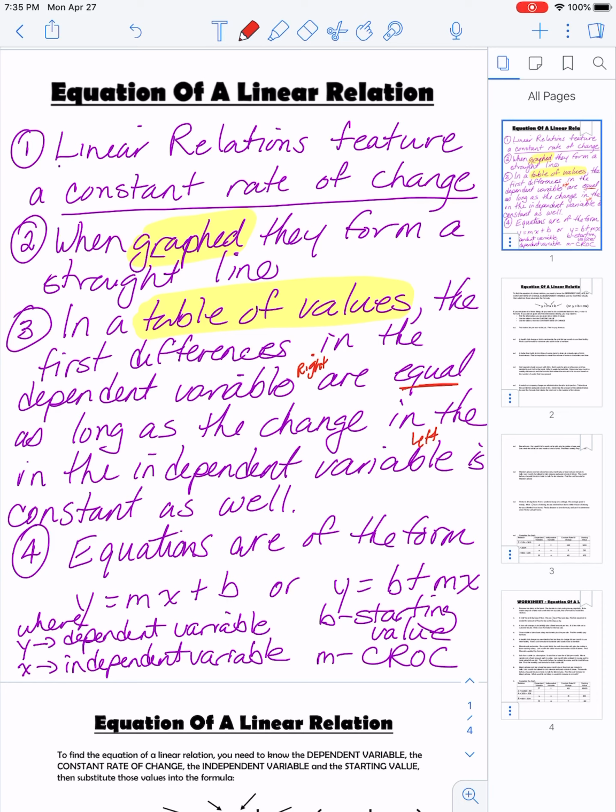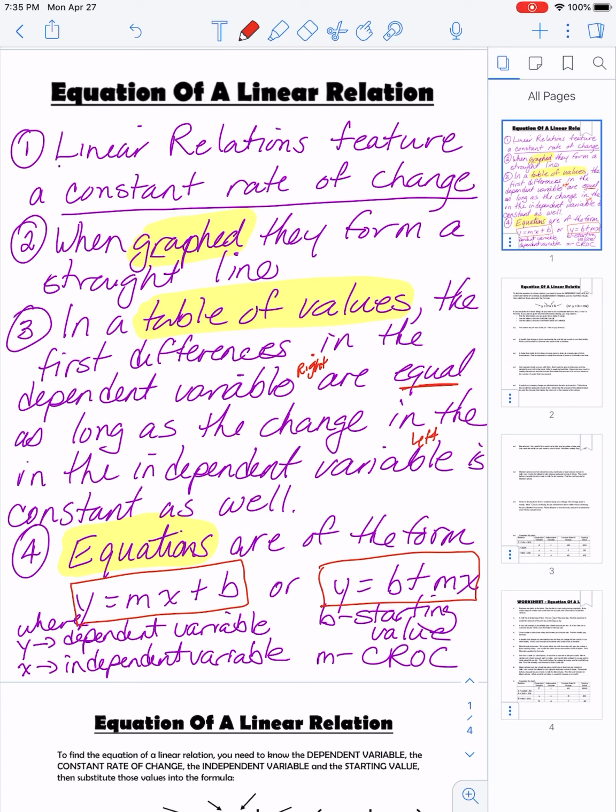And we've also looked at these in equation form, and what their equations look like. A generic way of describing the equation form is y equals mx plus b, or y equals b plus mx. We talked about before that you can put the starting value first and then the constant rate of change, or you can put the constant rate of change first and then the starting value.